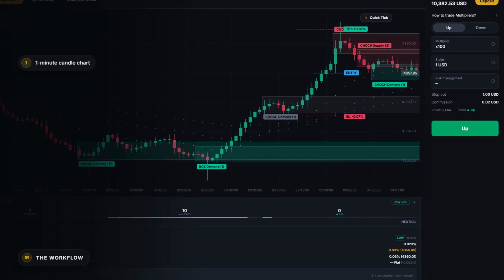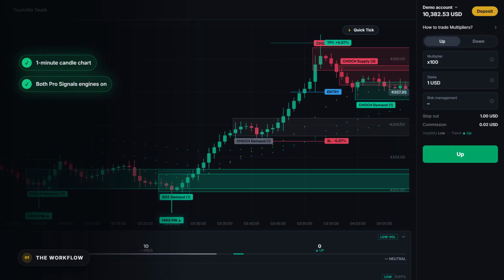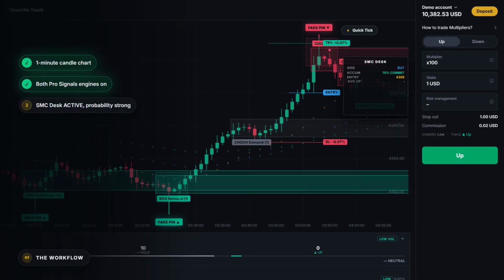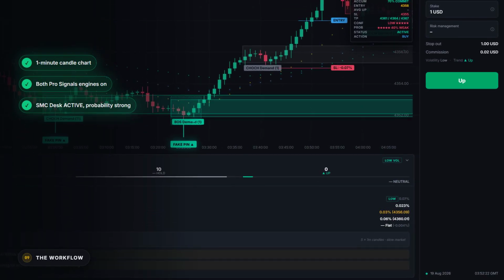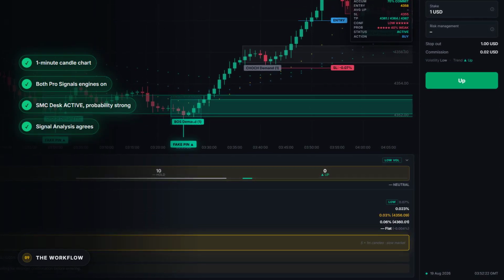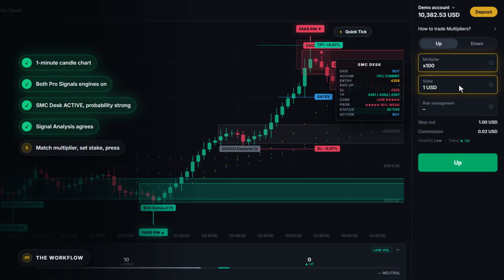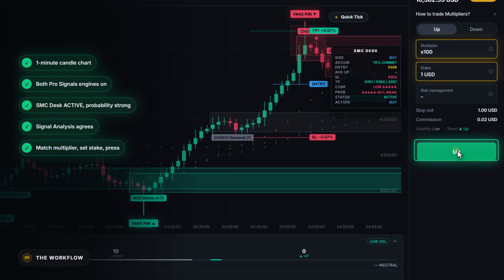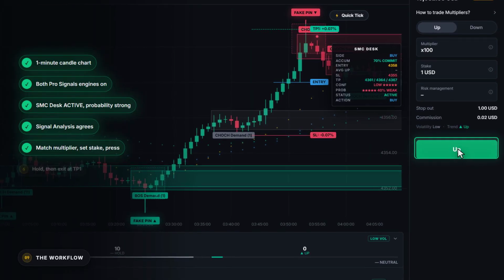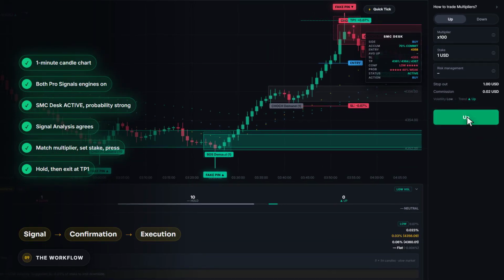Here's the full workflow. 1. Set a 1-minute candle chart. 2. Enable both Pro Signals engines. 3. Wait for the SMC Desk to turn active with strong probability. 4. Check signal analysis agrees with the direction. 5. Match the multiplier to the suggested stop loss, set your stake, and press up or down. 6. Hold for the suggested hold time and exit at target 1. Signal, confirmation, execution. That's the whole loop.